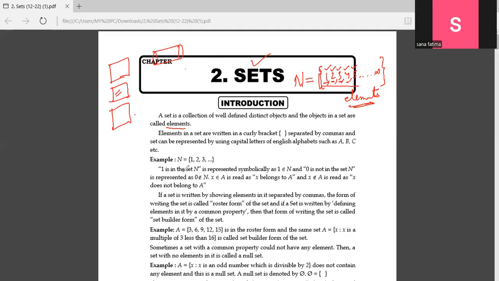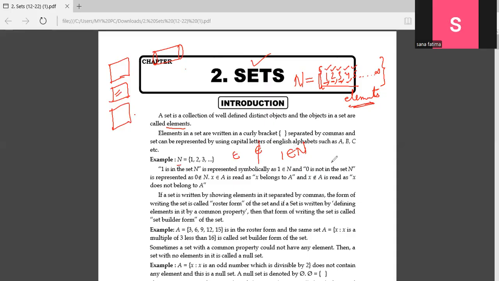One is in the set N. How are you representing this? Here you learn the concept of belongs to and does not belong to. How will you tell if I ask whether 1 belongs to N? N is the set of natural numbers. When you say 1 belongs to natural numbers, it means that 1 is inside the set of natural numbers. Listen carefully: 1 is inside the set of natural numbers.